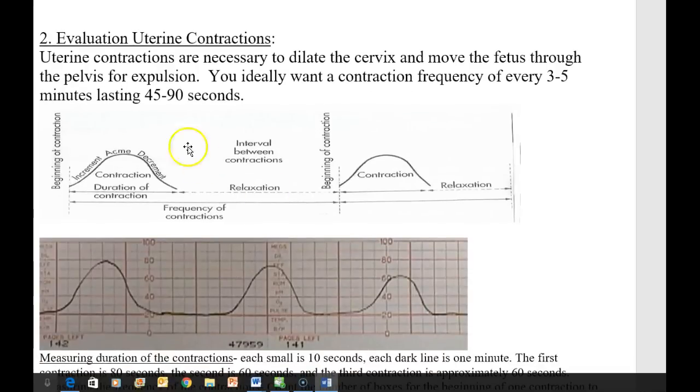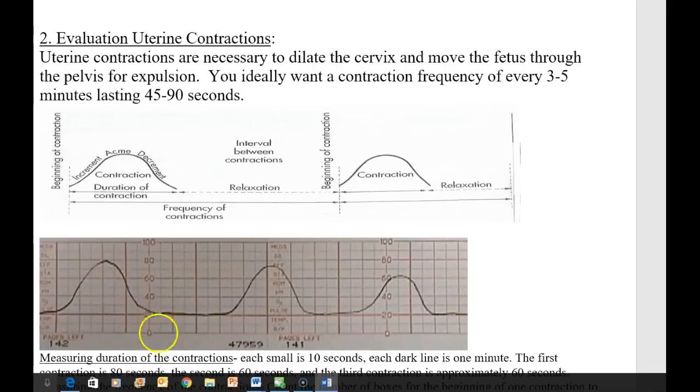Okay, next is evaluation of uterine contractions. So now you guys, these uterine contractions, these little blocks are 10 seconds. So we can see from this contraction how long it lasted. It lasted 10, 20, 30, 40, 50, 60, 70, 80 seconds. So that would be the duration of the contraction, 80 seconds. This is the increment, here's the acme, and here's the decrement.